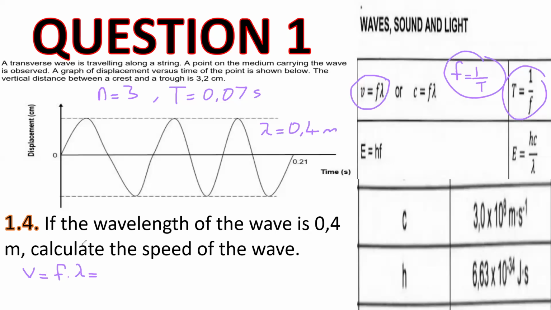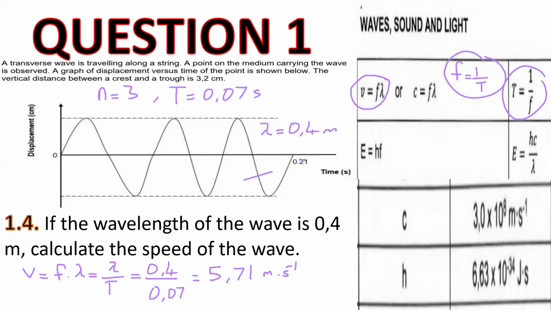All right, so frequency is equal to 1 over T. So we can write our formula, wavelength over T. V, speed, is equal to wavelength over period. So wavelength is 0.4 over time, period, time taken for 1 wave, period is equal to 0.07, and we can get our answer. So 0.4 over 0.07, 5.71 meters per second.